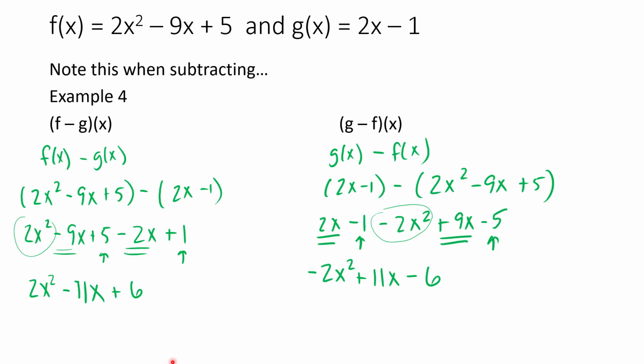All right, I know moments of silence in the middle of a video are kind of awkward, but hopefully that gave you a chance to look at it. And what you might notice is that the signs are opposite. So we have a positive 2x squared versus a negative 2x squared, negative 11x versus positive 11x, and a positive 6 versus a negative 6. So they are actually the same terms, except all of the signs are flipped.